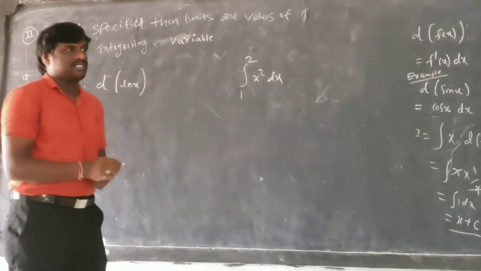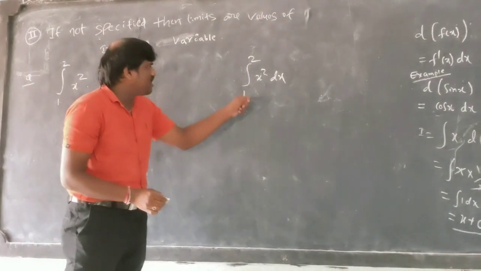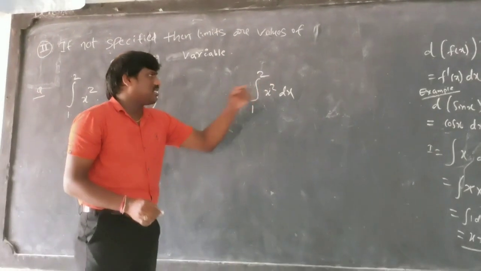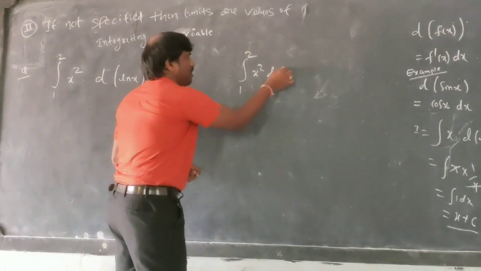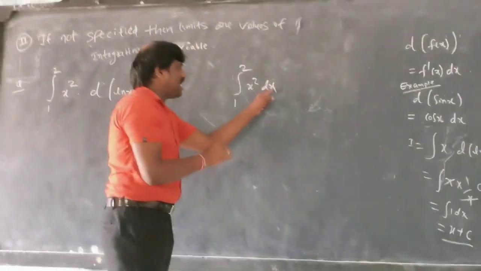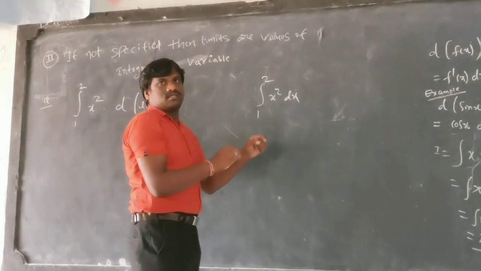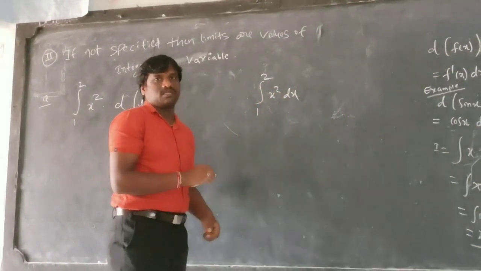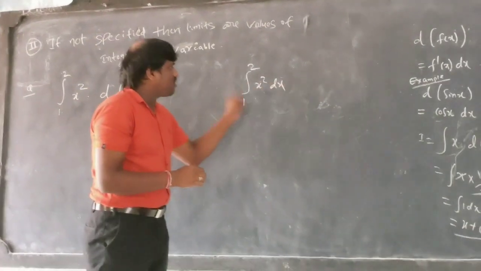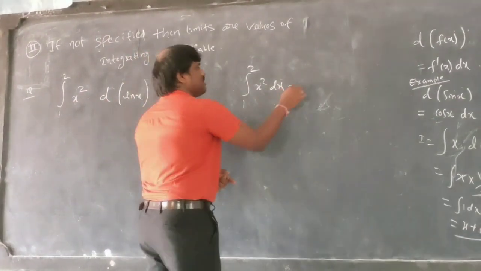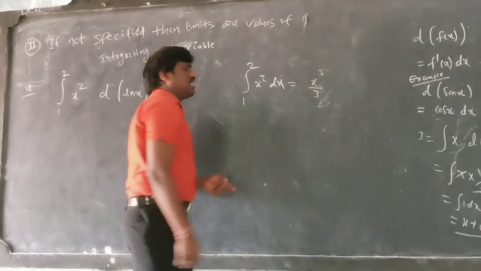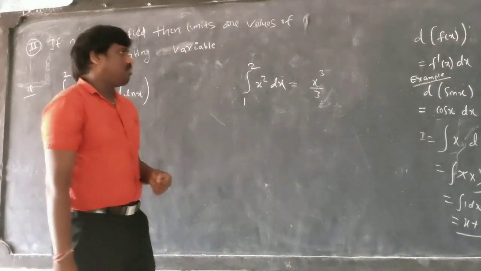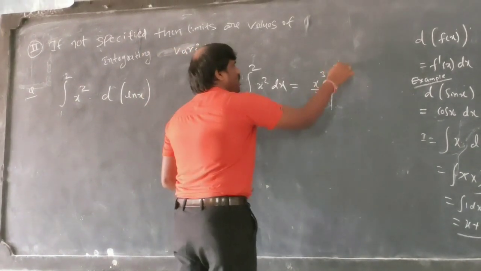Let us discuss this example. If you have integration limit 1 to 2 x square dx, it means they specified these values belong to x, because it is differentiated with respect to dx. So these are the values of x. So what I get as the answer: integration of x square is what here? X cube by 3. And then I will substitute the limits 2 and 1.